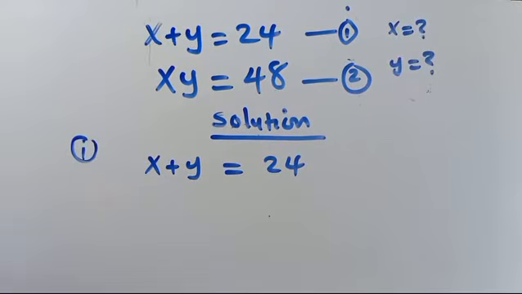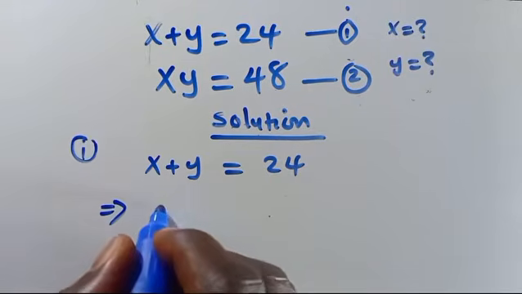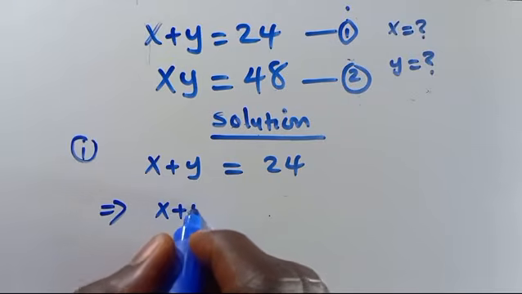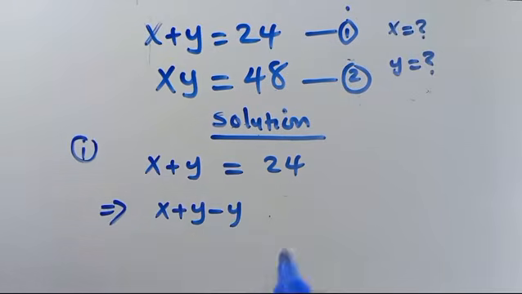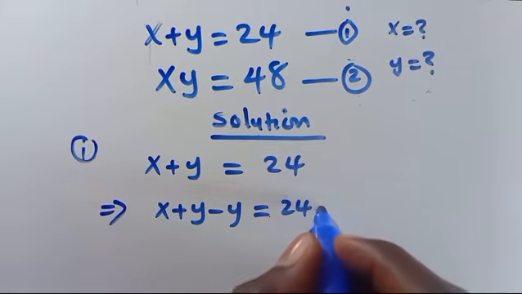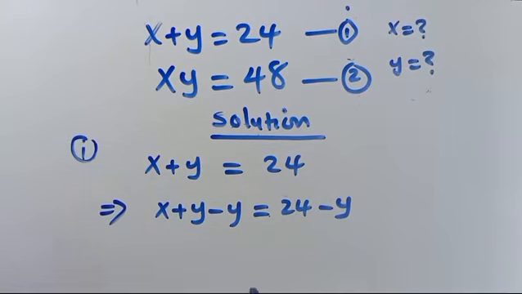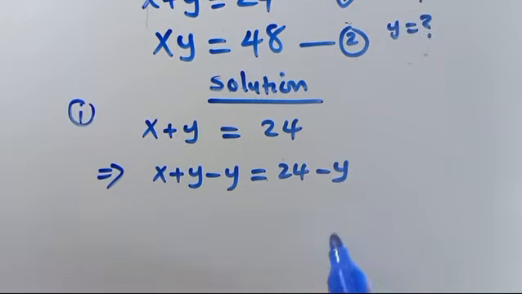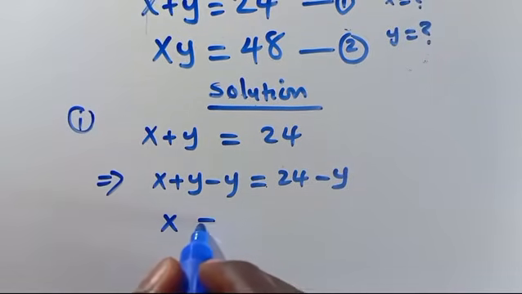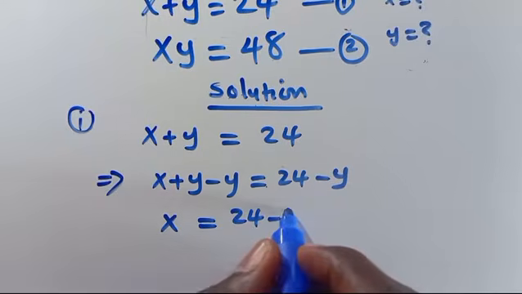Then let's make either of the variables the subject of formula. By making x the subject of formula, we are going to have x plus y minus y. Let's subtract, as this equals 24 minus y. You can see what we do here. We subtract the one that we don't want at this side, so we have x equals 24 minus y.